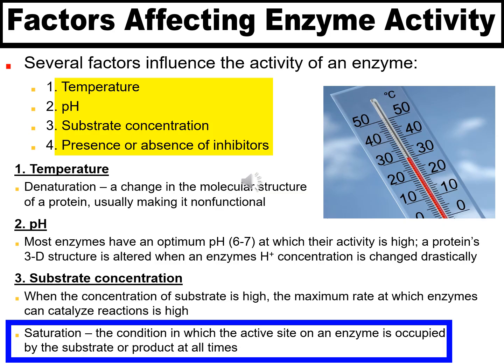Enzymes typically work fine when there is an abundance of substrate present in the environment. However, when there is an excess of substrate in the environment, saturation is achieved. Saturation is the state at which no more substrate can be added to the active site of an enzyme.